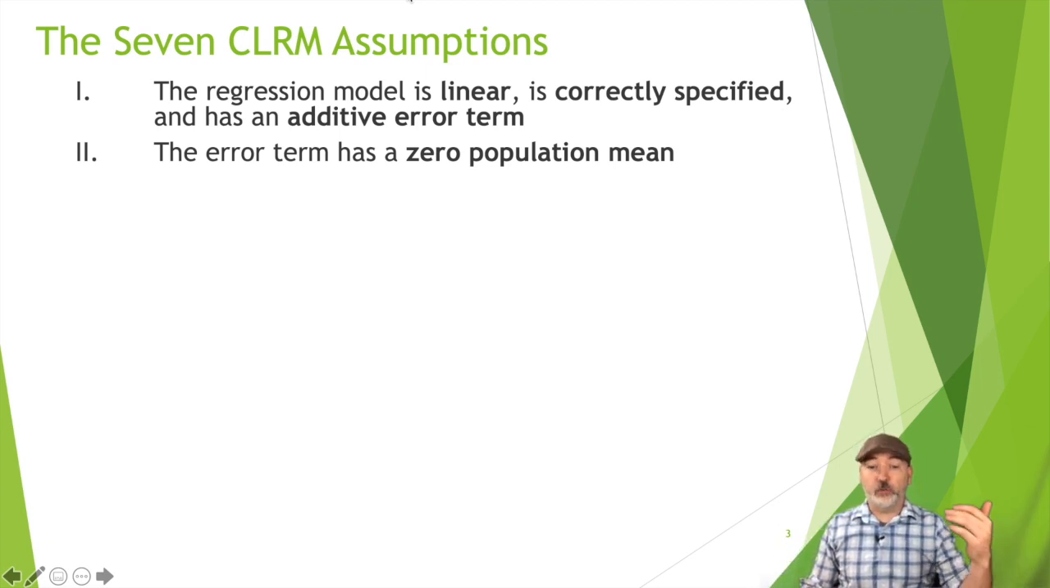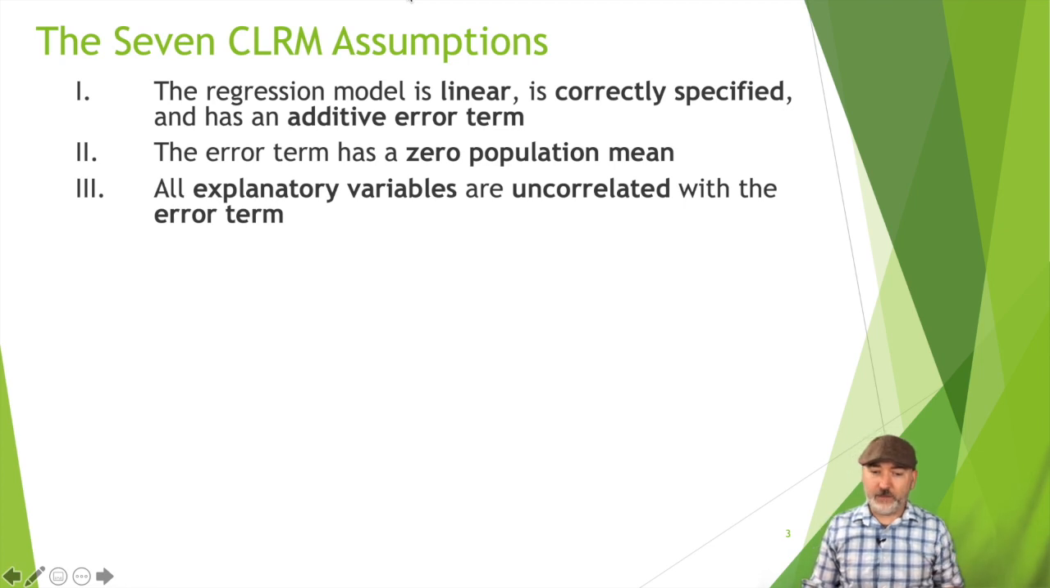Item number two, fairly intuitive, but there's a little bit more to it. The error term has a zero population mean. So the average error is 0. That makes sense. Assumption three: all explanatory variables, so our x variables, are uncorrelated with the error term. And again, on the face of it, this makes sense, right? If the error term is purely random, it shouldn't be correlated with anything, including the x variables.